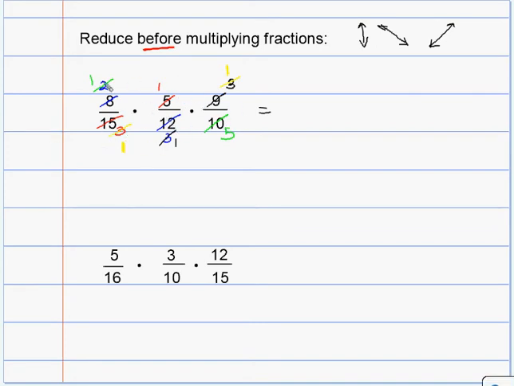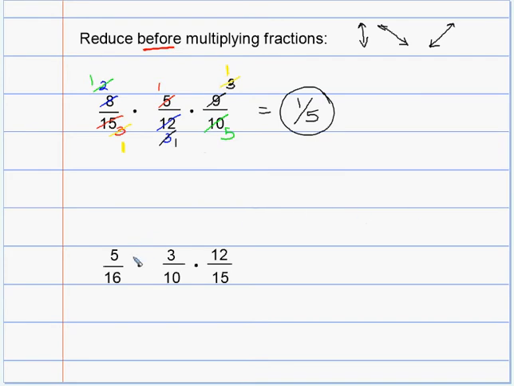Okay, so back to this problem. 1 times 1 times 1 is 1, and in the denominator 1 times 1 times 5 is 5. So after we multiply 8 fifteenths times 5 twelfths times 9 tenths, and then simplify, we get 1/5. Multiplying first would create some very large numbers that would be very difficult for us to divide, so it's a lot easier to divide out factors first.